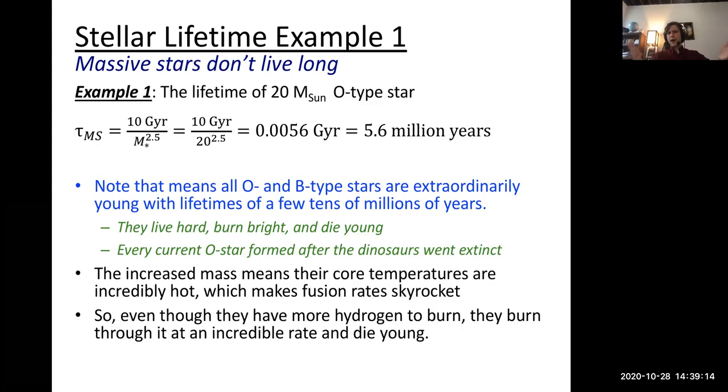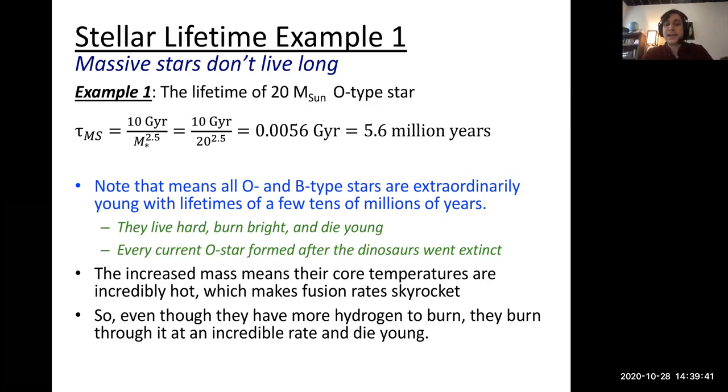All right, so why do they have such short lifetimes? Let's reason this out. The increased mass, these are the most massive stars. That means that their core temperatures are going to be really, really high because gravity is squeezing everything together, driving up those core temperatures. And the higher core temperature means that the fusion reactions in the core can proceed super rapidly. Higher temperature, higher fusion reaction rates.